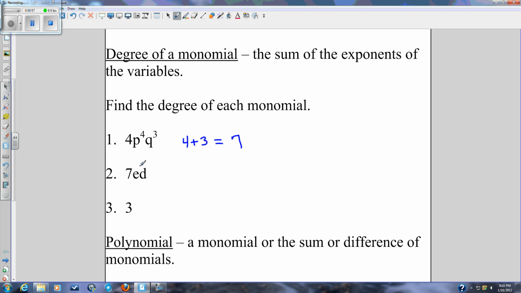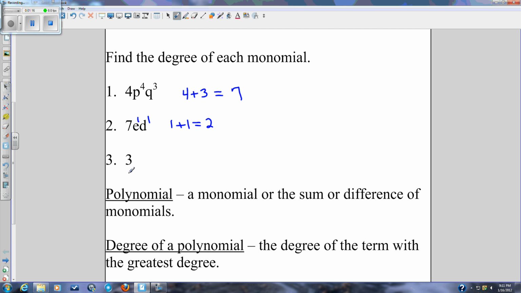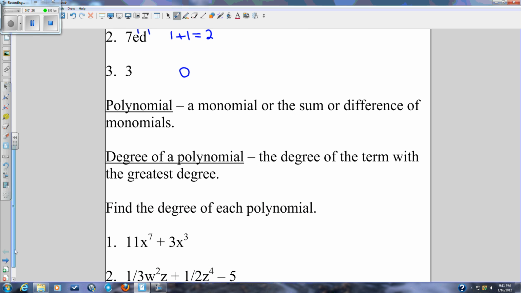monomial. 7ED. Even though the exponents are not written in, they each have exponents of 1 on the E and the D, so we add them together, 1 plus 1, we get 2, and so this monomial has degree 2. Notice on the third example, the number 3, there are no variables, and so this has degree 0. A constant or just a number has degree 0.